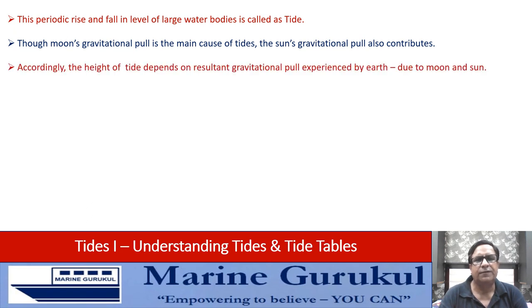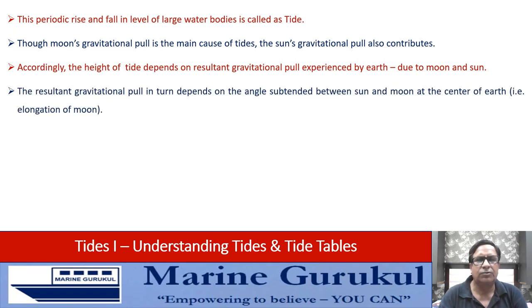Accordingly, the height of tide shall depend upon the resultant gravitational pull experienced by the Earth, that is the resultant of the moon's gravitational pull on Earth and the sun's gravitational pull on the Earth. The resultant of these two gravitational pulls shall depend upon how sun and moon are oriented in space with respect to the Earth. That means it shall depend upon the angle subtended by the centers of the sun and moon at the center of the Earth, what we have learned in navigation and termed as the elongation of the moon.